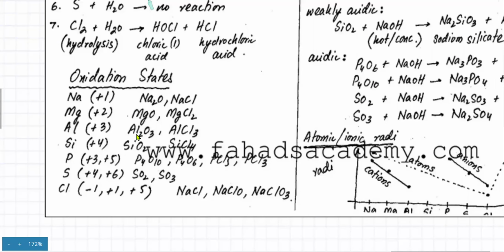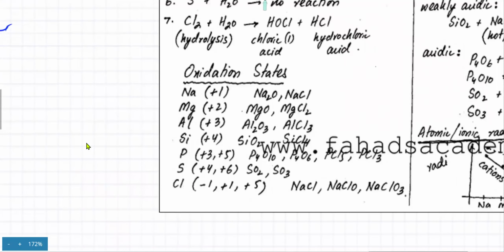Oxidation states, some of the common oxidation states are that Na, Mg, and Al are almost fixed oxidation states. Silicon is mostly +4. And remember, silicon forms covalent compounds, not ionic. Remember, oxidation state is not the charge on the substance. A lot of people get confused with this, but remember, silicon, phosphorus, or sulfur don't actually have +3 or +5 charges.